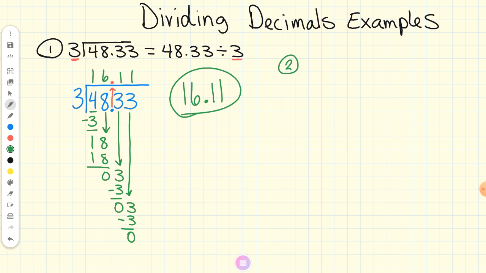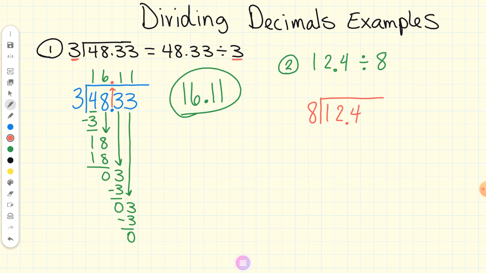Let me find a harder one. They don't get too terribly hard. Let's do 12.4 divided by 8. So when I set it up, 12.4 goes underneath, 8 goes on the outside.